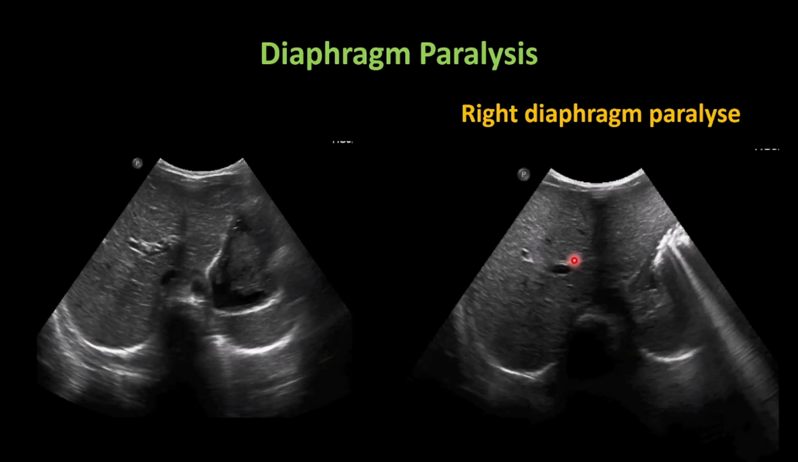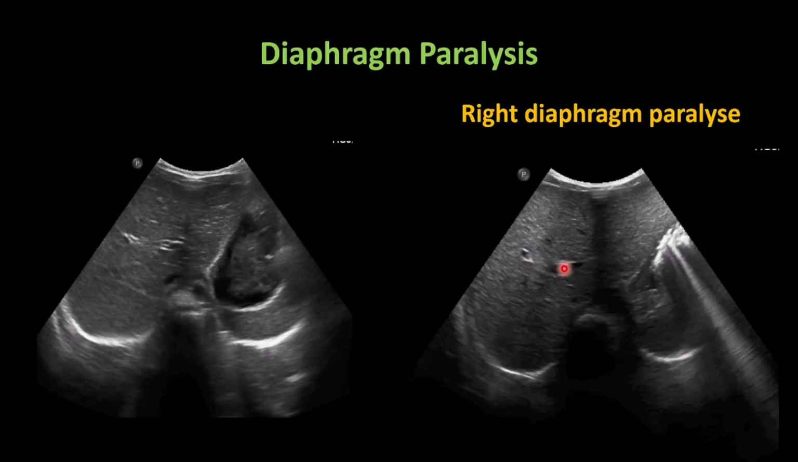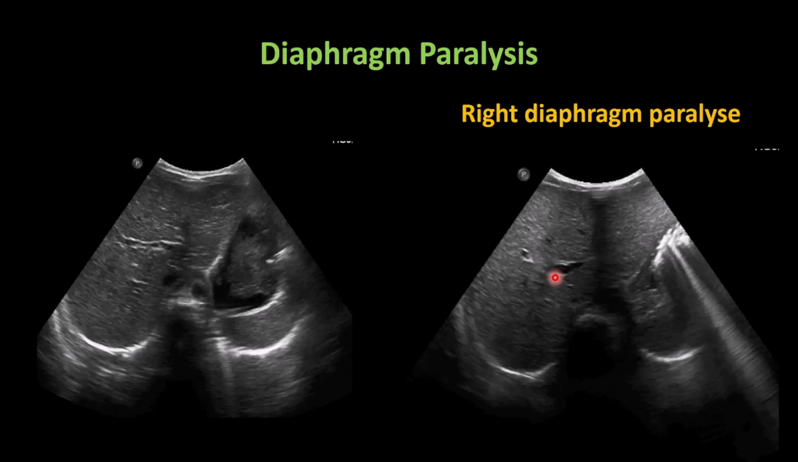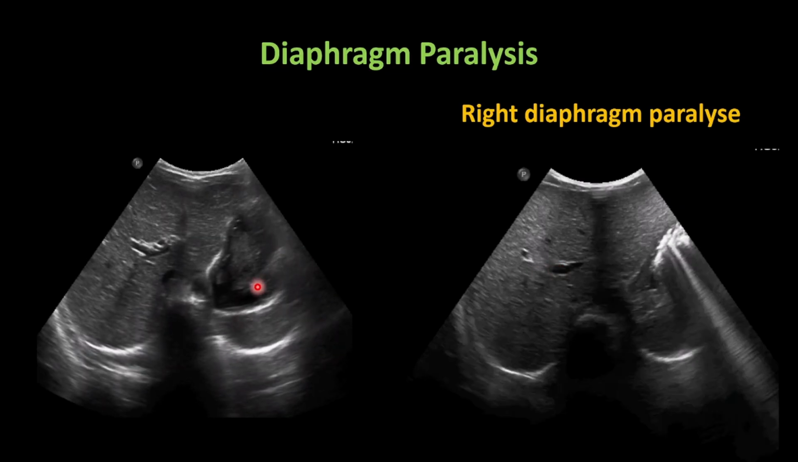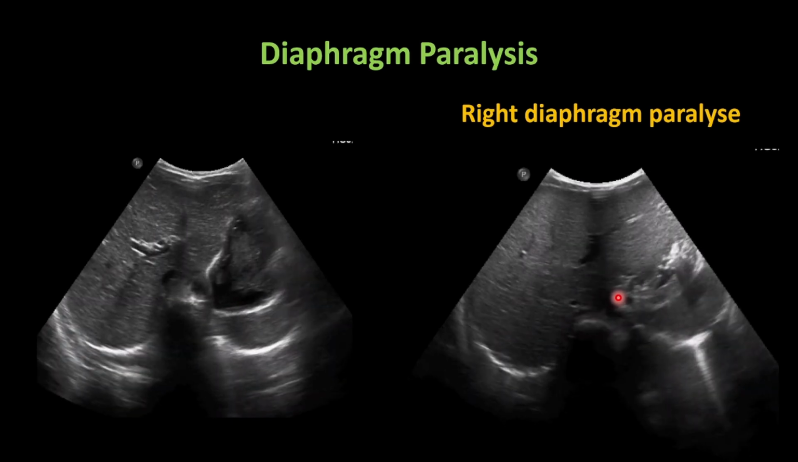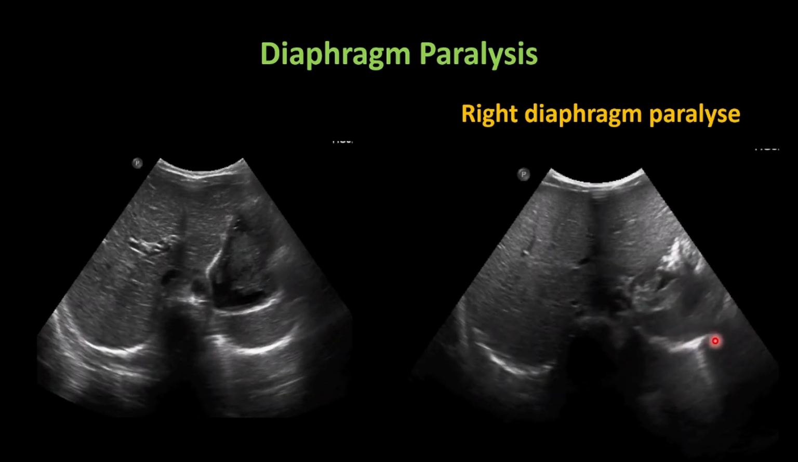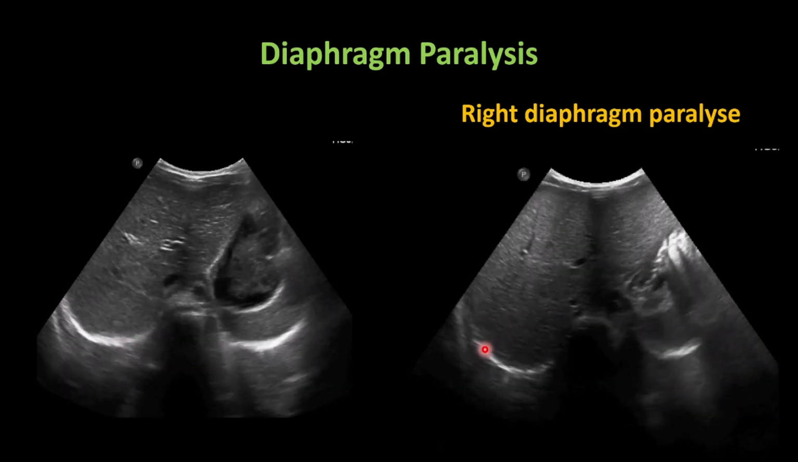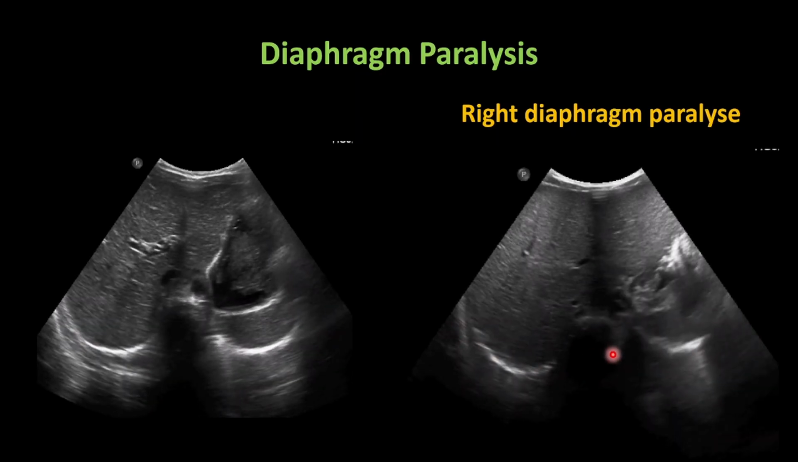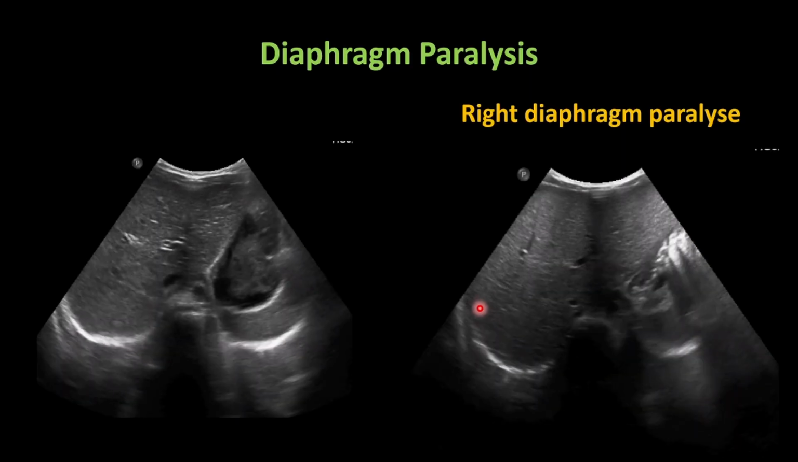Besides looking at the numbers, the other important aspect is looking at the movement itself. Okay, so if you could see in this earlier scan, these diaphragms are both moving quite simultaneously. But in this one, you could see the left diaphragm is moving well, but the right diaphragm is not moving well. So this tells you that this patient has right diaphragm paralysis.